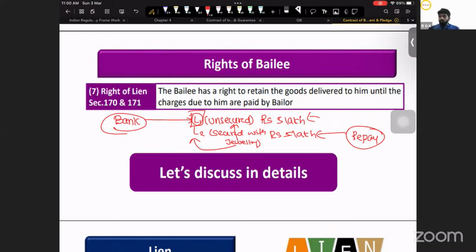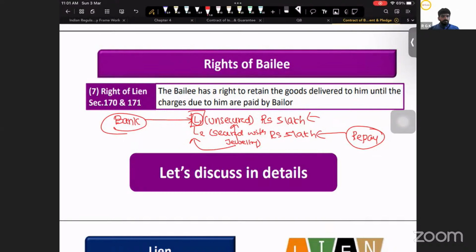Towards any dues from a person. Policy broker means a person who helps you in obtaining insurance policies. Attorneys of law are your advocates. These five people have the right to retain your goods towards the general balance in your account, towards any balance that is due from your account. This is what is called general lien. This is what we call general lien.